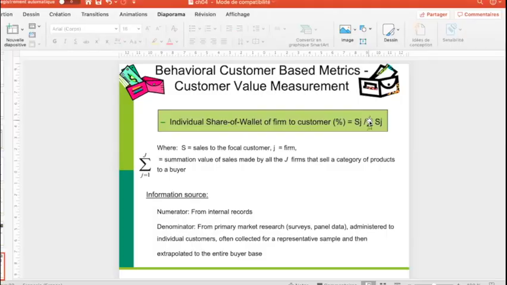Example, if you as an individual customer buy 50 euros in the supermarket Carrefour, 30 euros in the supermarket Leclerc, and 20 euros in the supermarket Casino, you will have spent 100 euros in the category of supermarkets. So these are the overall expenditures or sales realized in the category. And individually, at Carrefour, you have spent 50 euros. So the share of wallet for Carrefour would be 50%. So 50% of your expenditures will go to Carrefour.